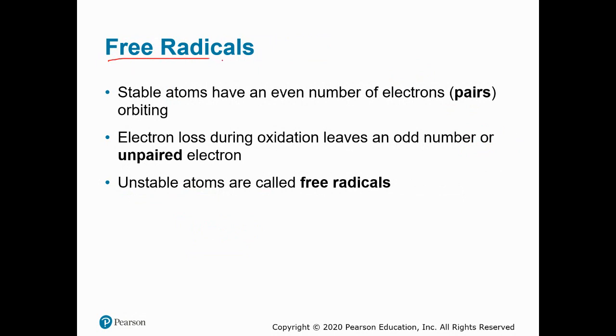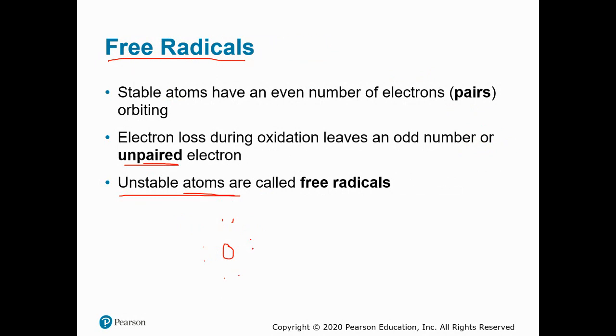So we have this term called free radical, which is the term given to unstable atoms who have an unpaired electron. So if you remember basic chemistry, most atoms are going to have electrons. Let's just use oxygen. Most atoms are going to have electrons in their shells; some of them have multiple shells of electrons.